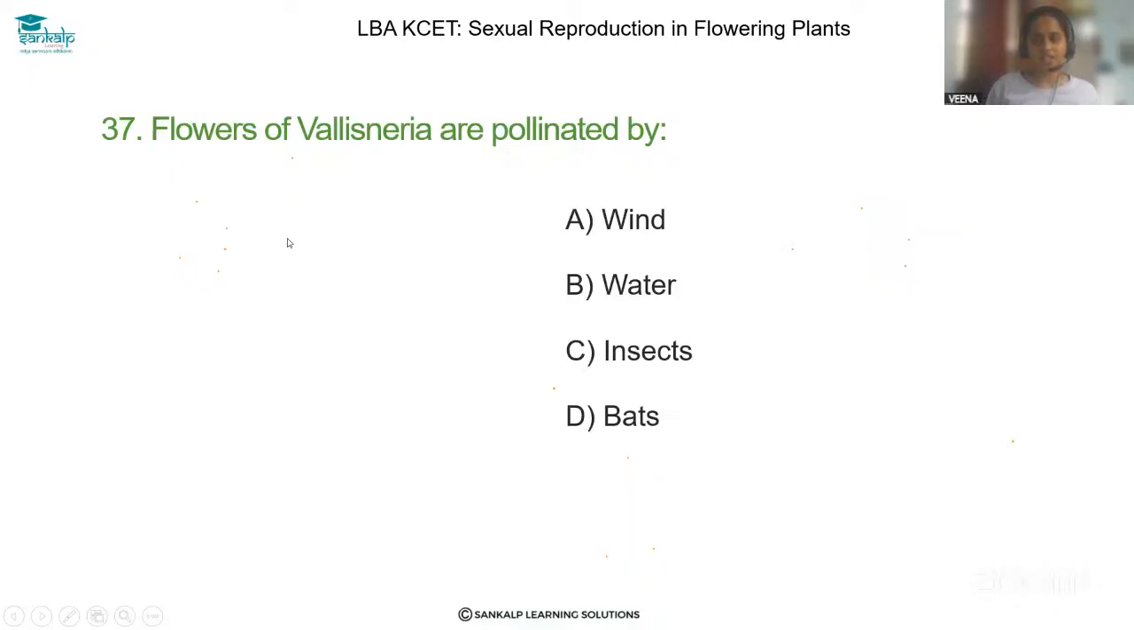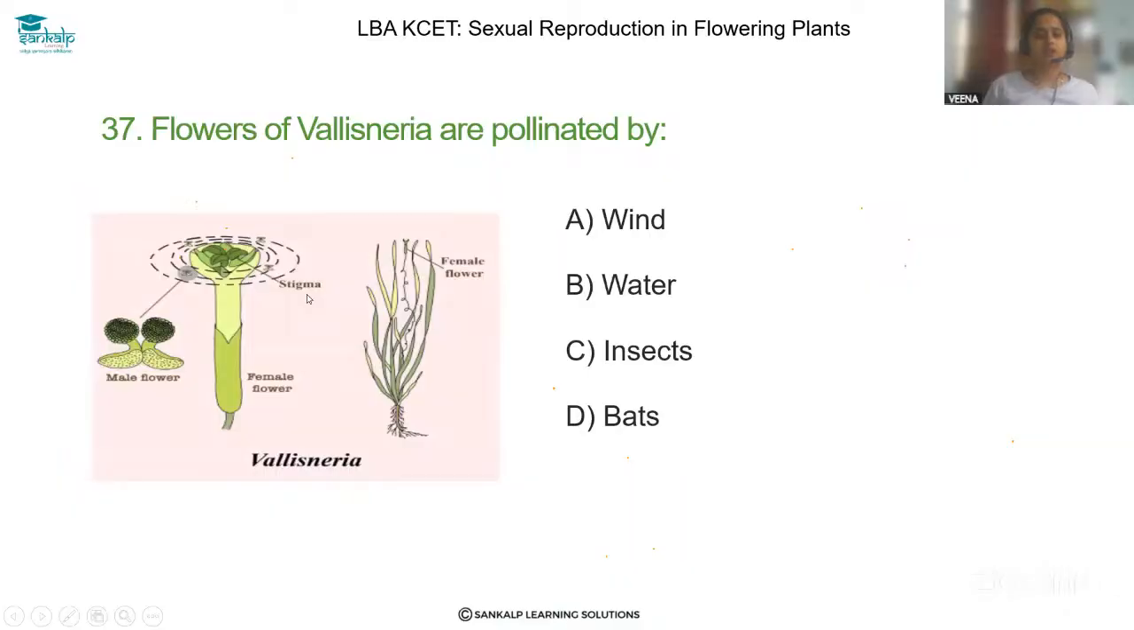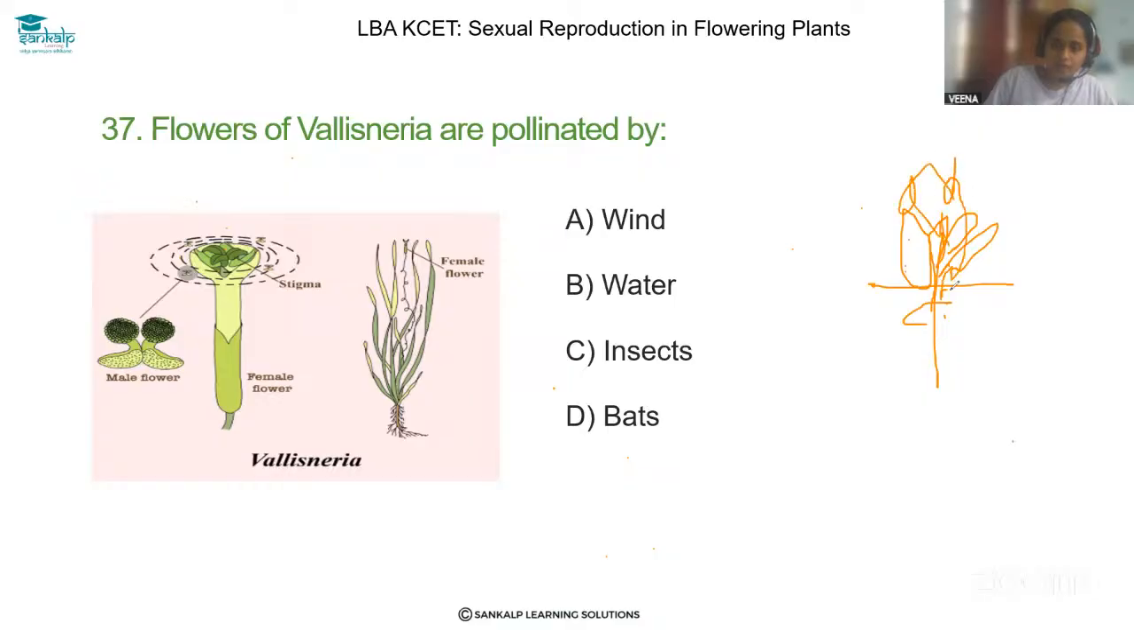Let's solve question 37. Flowers of Vallisneria are pollinated by. Dear children, just observe the structure here. This is the plant Vallisneria, and Vallisneria is a water submerged plant. That means half of the plant is inside the water and half is outside the water.